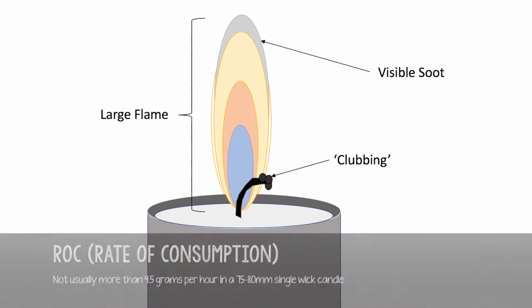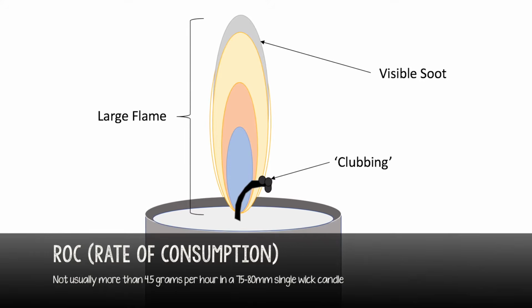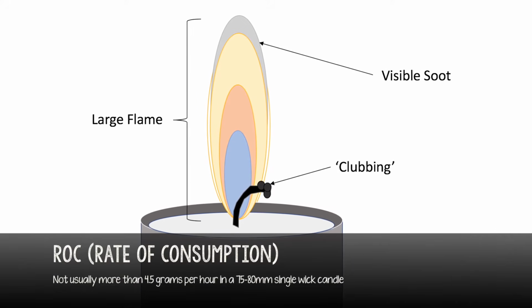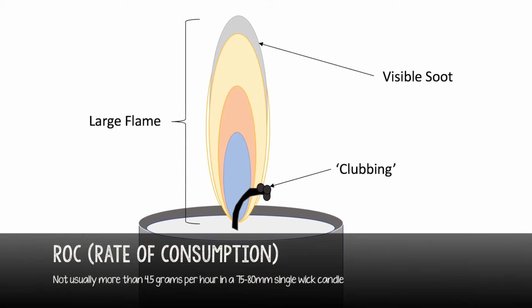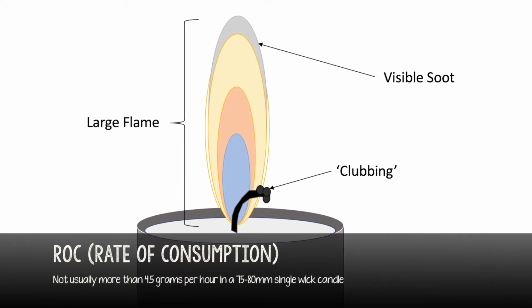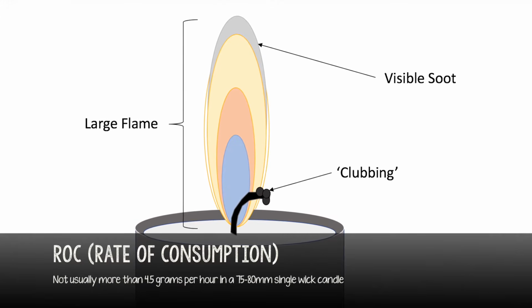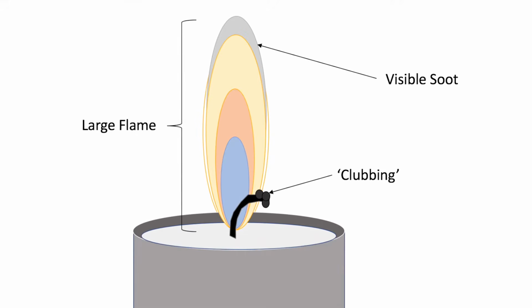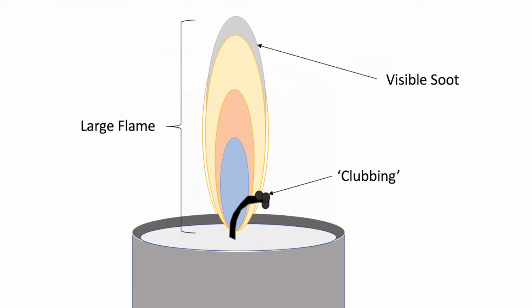Finally, the rate of consumption in an overwicked candle will be higher than usual, meaning the candle will burn down more quickly than it should. In a 75 to 80 mm diameter candle, the rate of consumption will usually be greater than 4.5 grams of wax per hour before the wick is deemed to be too large. We will cover rates of consumption in a later video.